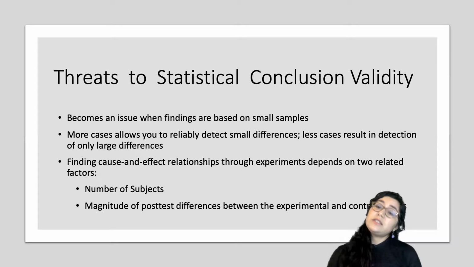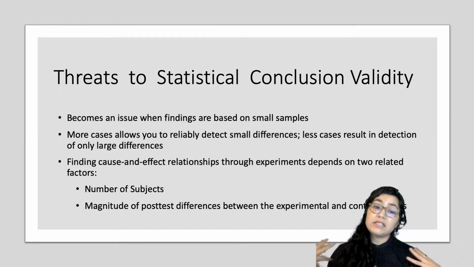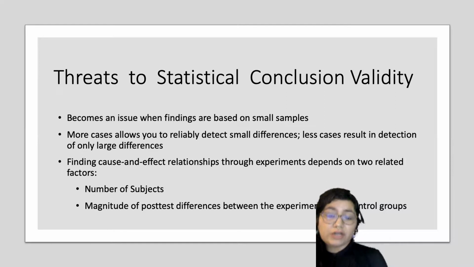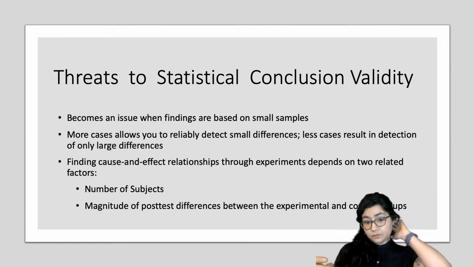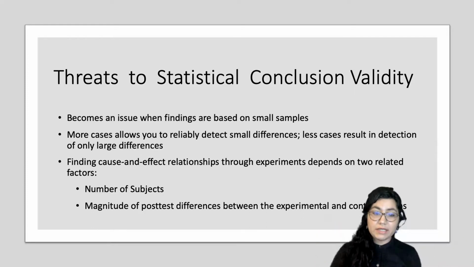And so a threat to statistical conclusion validity is when our sample size is small. More cases allow us to detect small differences, and fewer cases only allow us to detect large differences because we're dealing with averages, right? And so we need to have a large number of subjects, and we need to make sure that there are enough observations throughout our pre-test and post-testing as well.